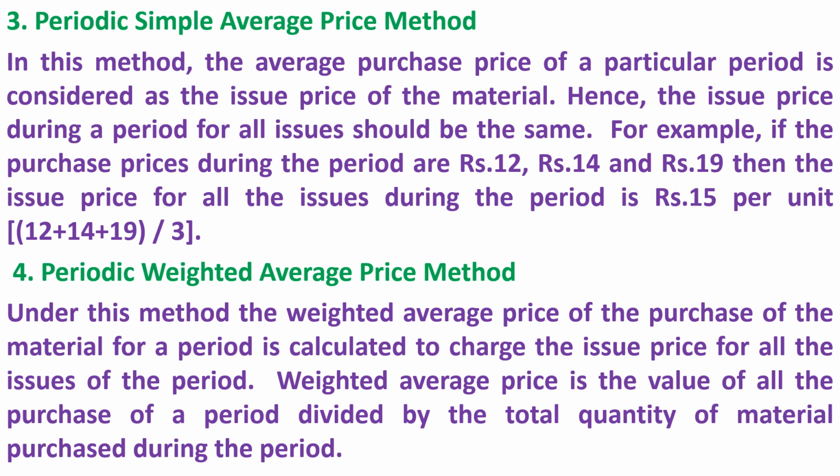4. Periodic weighted average price method. Under this method, the weighted average price of the purchase of the material for a period is calculated to charge the issue price for all the issues of the period. Weighted average price is the value of all the purchases of a period divided by the total quantity of material purchased during the period.